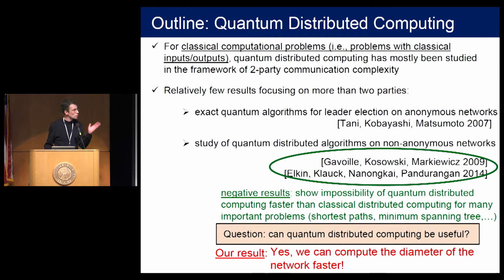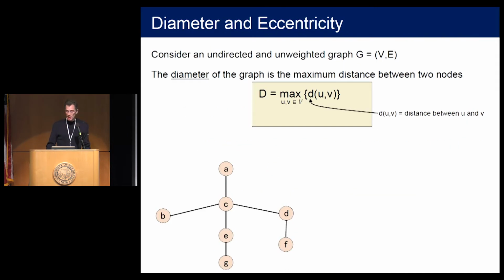We show that with quantum communication, we can compute the diameter of the network faster than the best classical algorithms. Okay, so what is the diameter? The diameter is a fundamental parameter of graphs. So in this work, all the graphs will be undirected and unweighted. So the diameter of a graph is simply the maximum distance between two nodes.